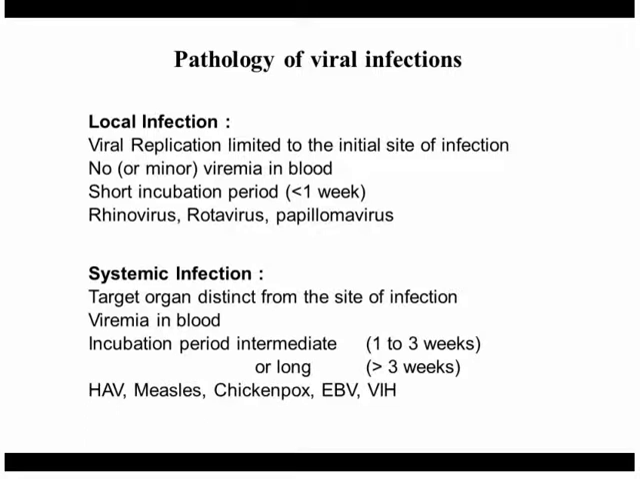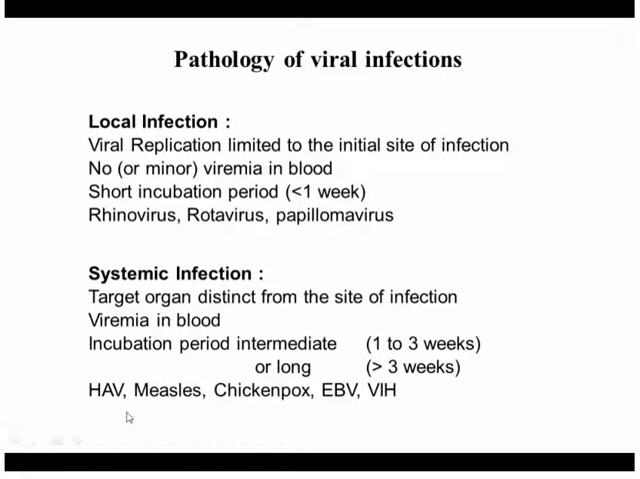In a systemic infection, then the target organ, that's the organ which provokes symptoms when the virus infects it, is distinct from the site of infection. So that means somehow the virus has got to travel through your body and get to the target organ. So that's why you'll always have viremia. You'll always have virus in the blood. And these infections are characterized by a rather longer incubation period, either intermediate or long. Long is like more than 3 weeks.